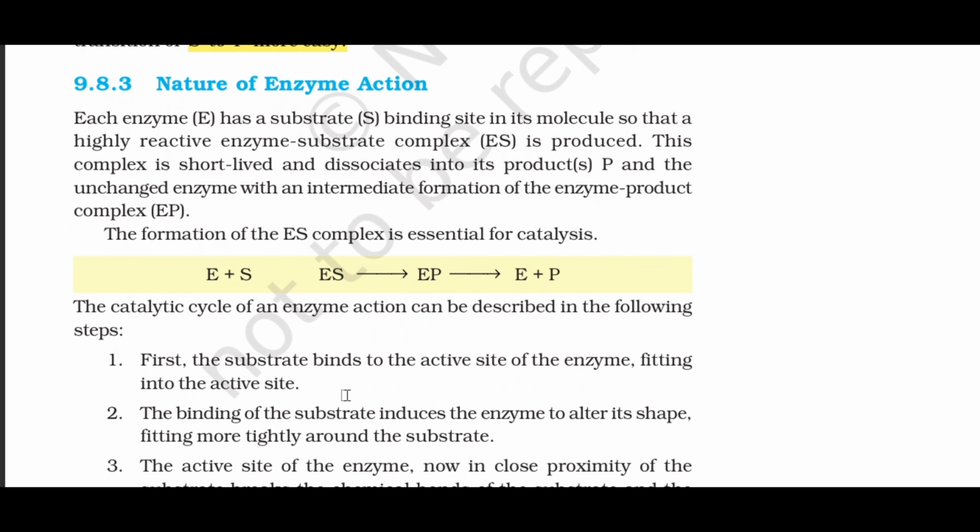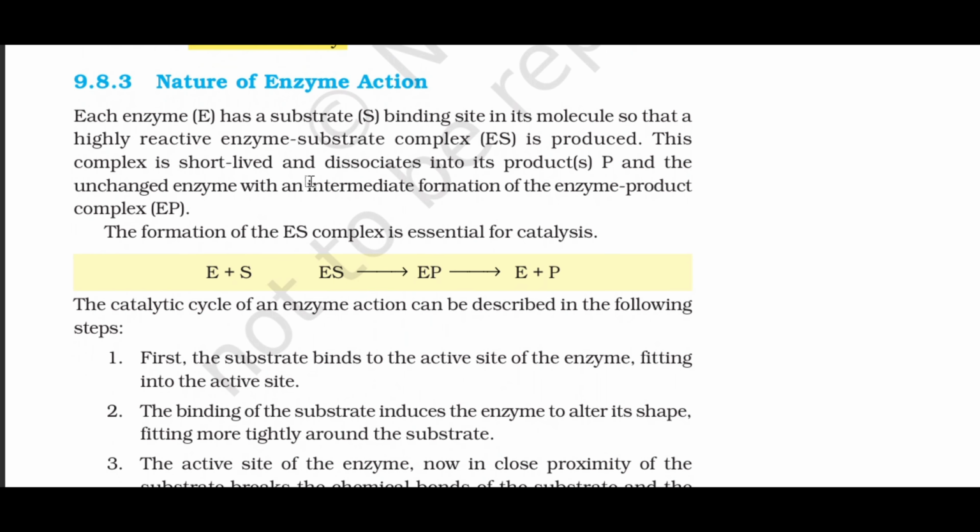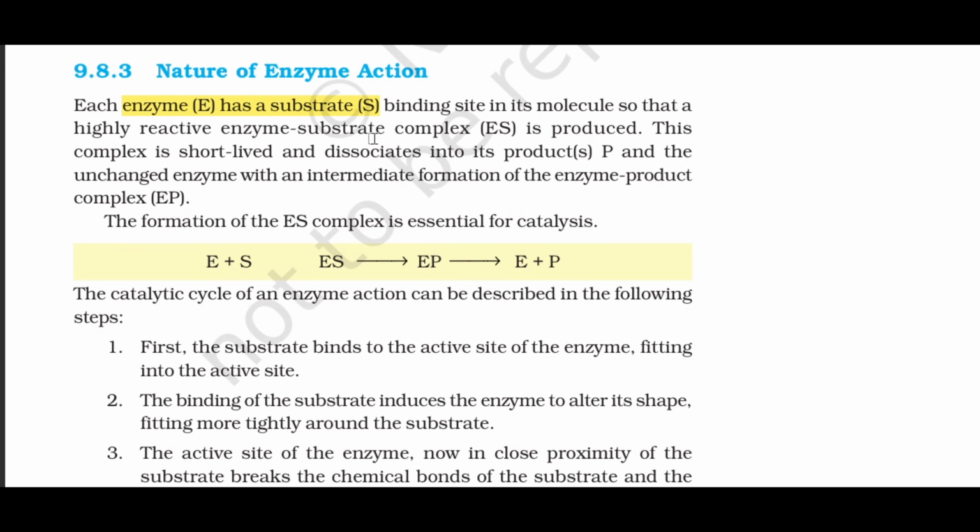Nature of enzyme action. Each enzyme, E, has a substrate, S, binding site in its molecule so that a highly reactive enzyme-substrate complex, ES, is produced. This complex is short-lived and dissociates into its products P and the unchanged enzyme, with an intermediate formation of the enzyme-product complex, EP. The formation of the ES complex is essential for catalysis.